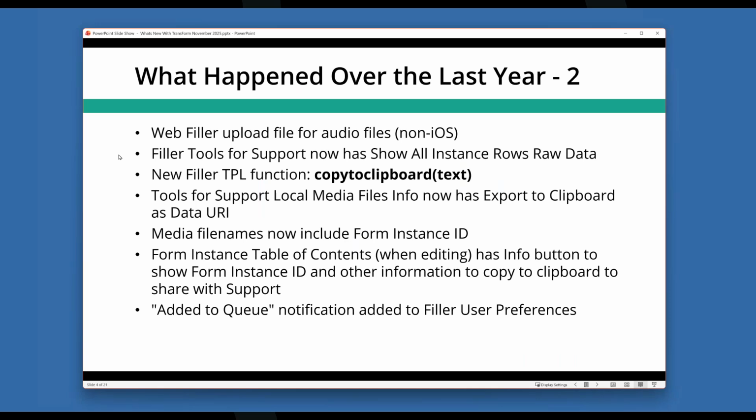And we've been adding a variety of things to the filler to help with support, so that when there are any issues, we can talk to the user and get the data that we need to help them resolve their issues. One of them is the show all instance rows raw data. It's a tool for support that lets us look at all of the form instances that are currently on a mobile device, and we have ways to use that for support and to help people not lose data.